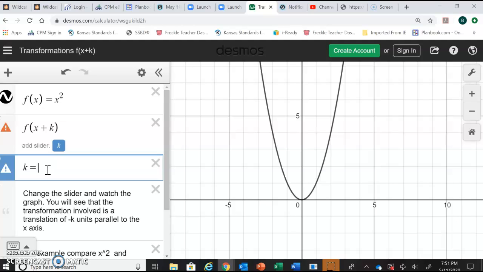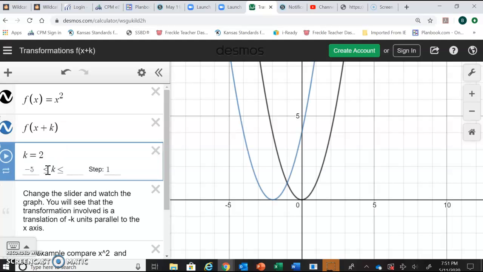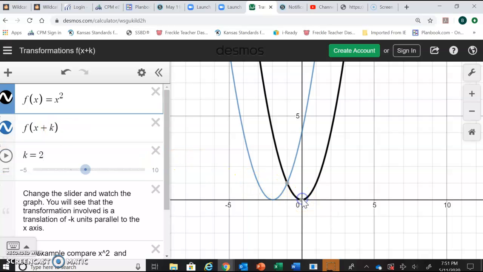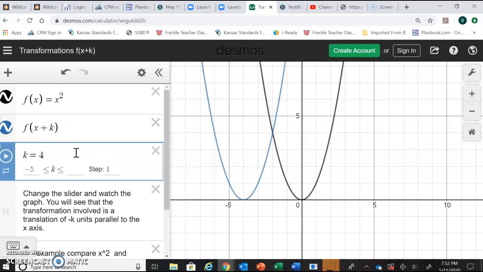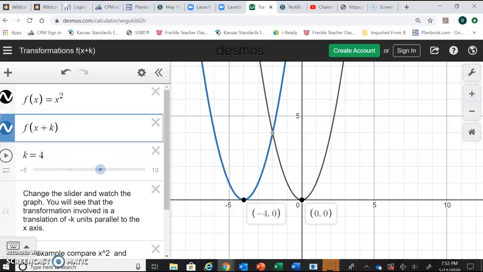So let's say k is a 2. Now what happened there? What happened if k was a 2? It looks like it shifted it 2 to the left. So that's interesting. Let's see what happens when it's a 4. It shifts it 4 to the left.